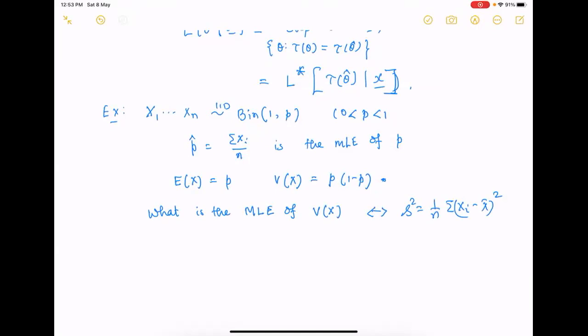But now I have an alternative estimator. The alternative estimator of variance is p hat into 1 minus p hat. This is my maximum likelihood estimator for variance of X, for the binomial distribution. So should I use this or should I use this? Now I have two estimators. Either I can use this one or I can use this one. Which one should I use?